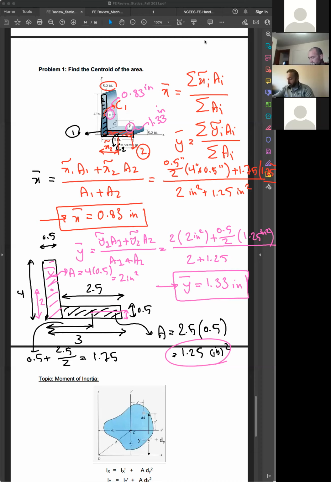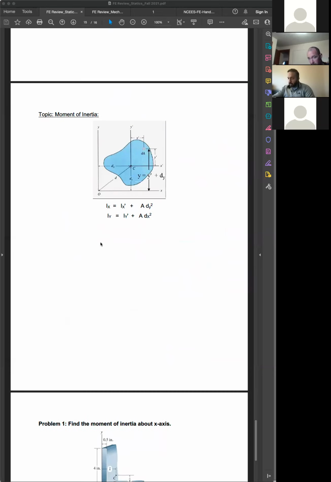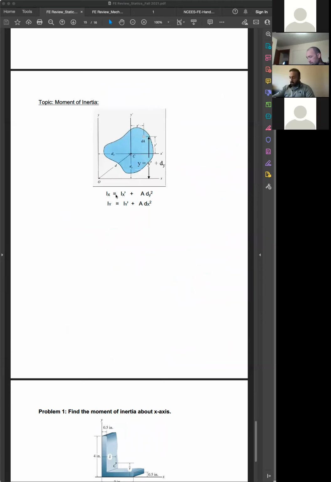All right. So let's move on. So, moment of inertia. Here are the formulas for you. And here is our parallel axis theorem.